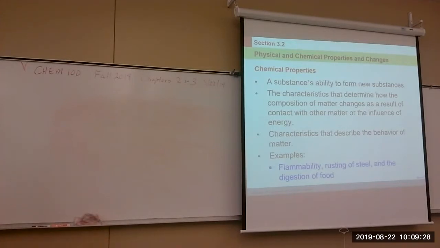But that's a chemical property of steel. It rusts. Digestion of food is a chemical property of food when it comes into contact with your digestive system. So that's a stretch, because there are a lot of chemical properties involved there. Exactly. Right, you're going to chew it, break it, make it a smaller particle size, and then the acidity and all that.